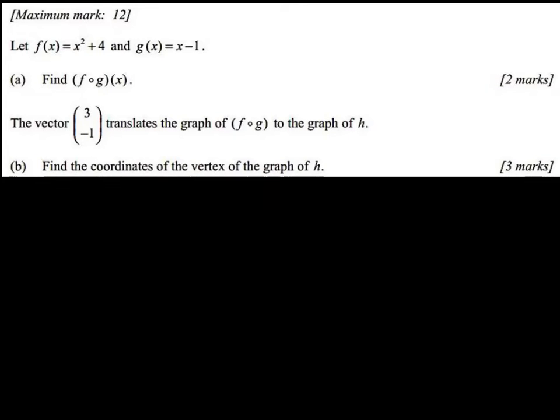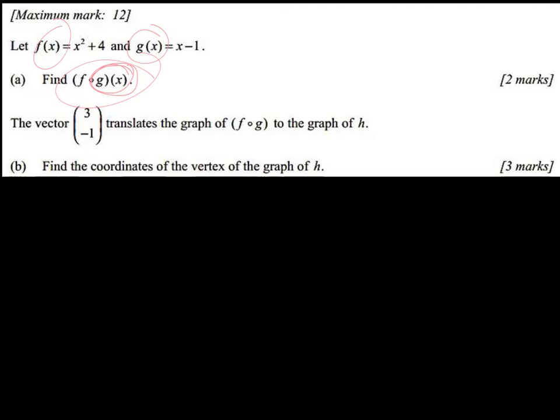In question 9, we've been given two functions, f of x and g of x, and we are asked to find f of g of x, the composite function. So remember, we're always going to start with the first function. So g of x here is x minus 1. And then if you have a look, our second function is f. So we want f of g of x.